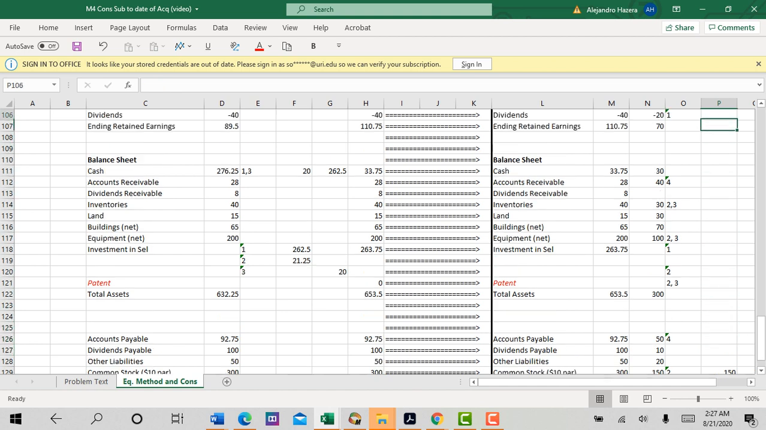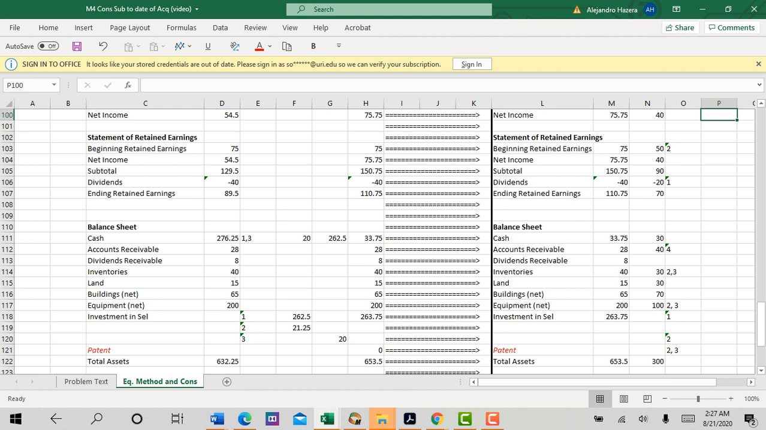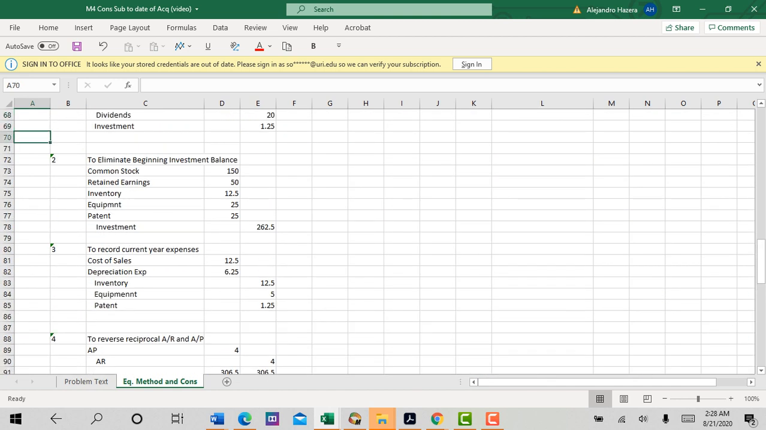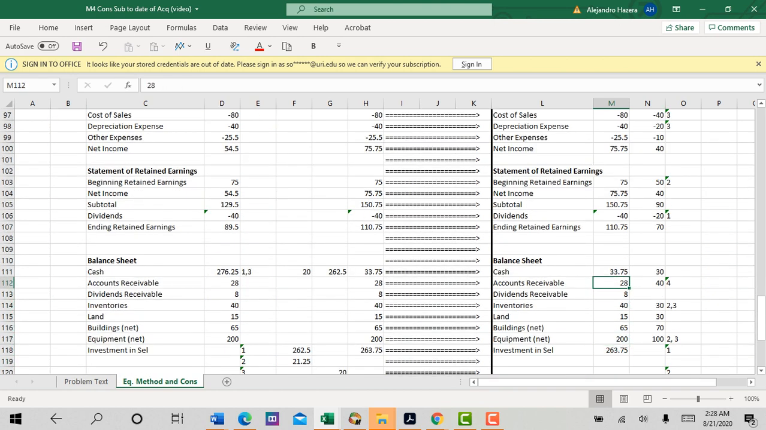But the retained earnings are the beginning retained earnings. So what we're going to do is debit the beginning retained earnings to eliminate the beginning retained earnings, which, by the way, is that 50 right there. We're going to eliminate that.